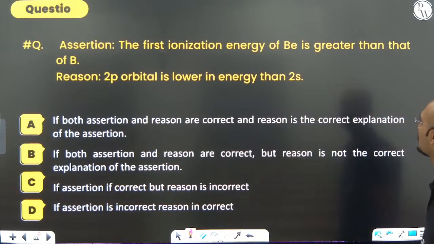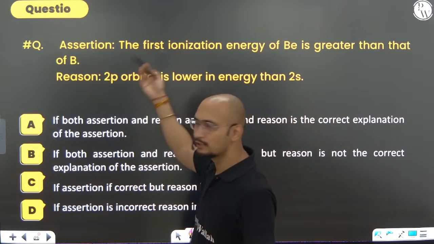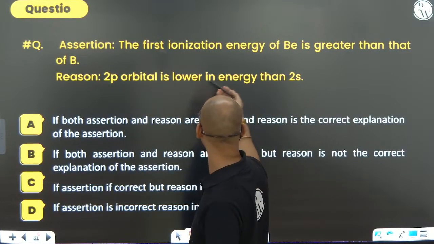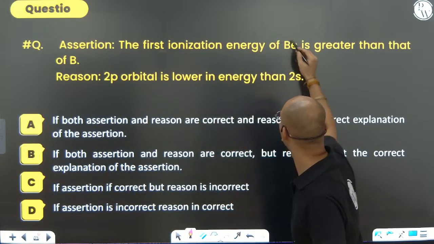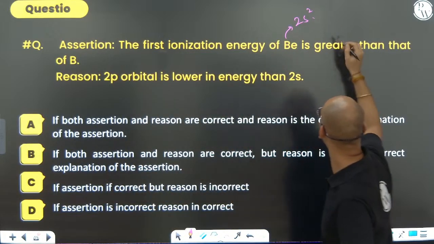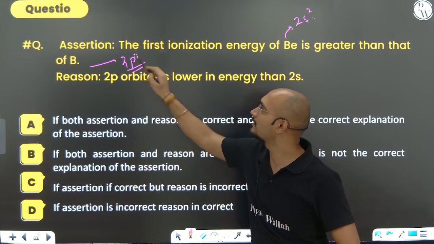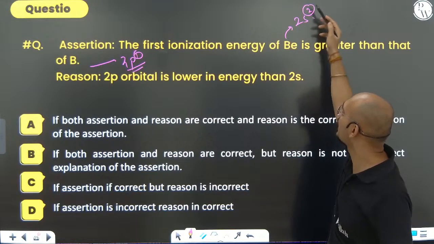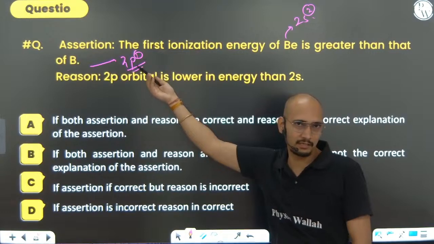Assertion: the first ionization energy of beryllium is greater than that of boron. Yes, the reason is fully filled. The 2p orbital has higher energy than 2s. Yes, of course, it is also one of the reasons, because beryllium has 2s2, while boron has 2p1. So 2p is of higher energy, 2s is of lower energy. If you try to remove an electron from 2s, it will be tougher, while from 2p it will be easier.